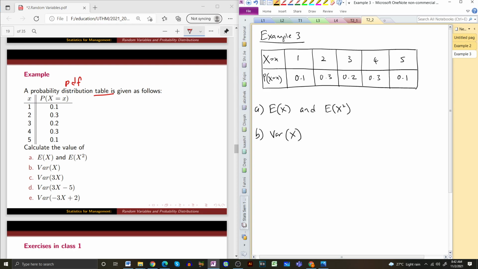So I suppose you have found the expected value, that would be 3. If you find E(x squared), that would be... and if you find the variance, you will get 1.4. Double check.